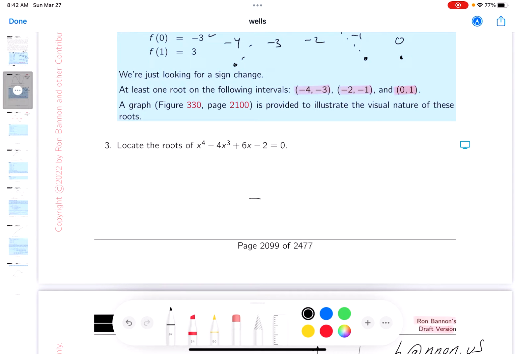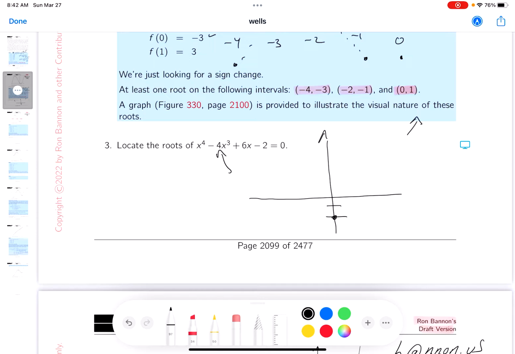Okay, this is a fourth degree polynomial. I'm getting a general idea what happens to this curve over here. The leading coefficient is positive, so things are going to be shooting up here, shooting up over here. The y-intercept is -2. And I know there's going to be 4 roots to it.